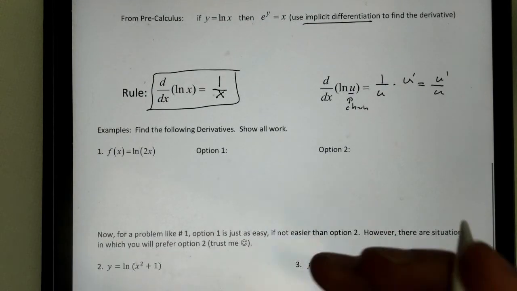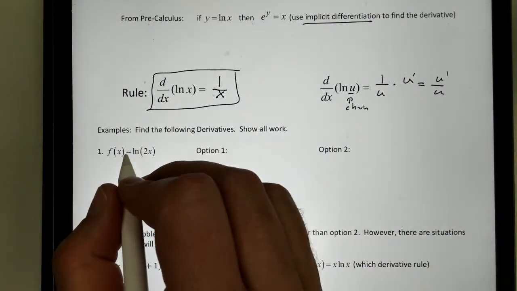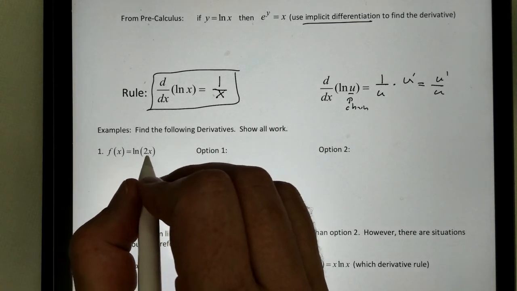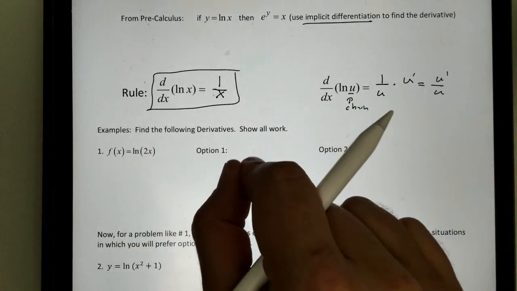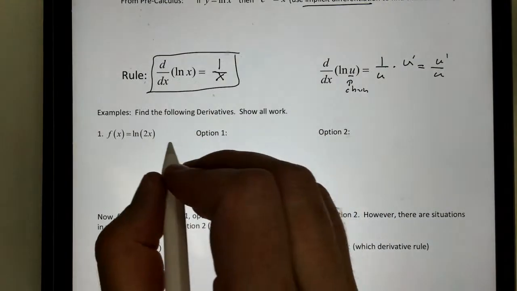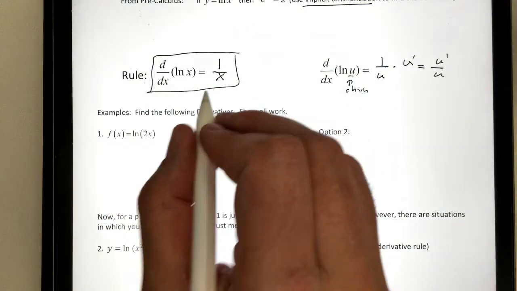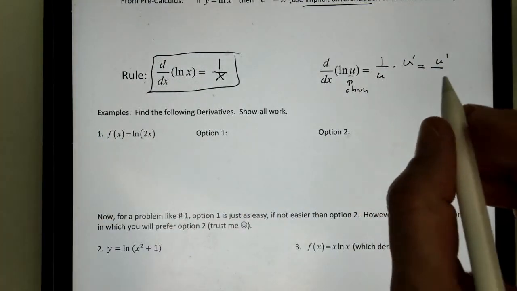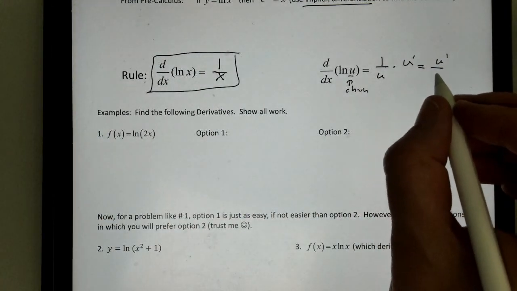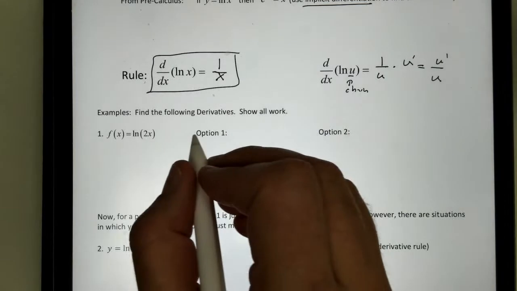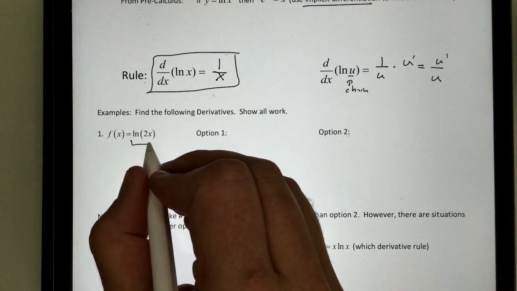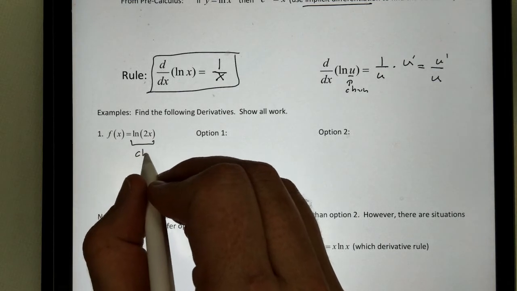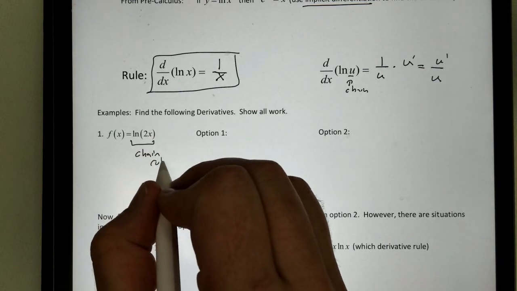So let's take a look at some derivatives. The first one says we want to find the derivative of the natural log of 2x. Now there are going to be two ways we're going to do this. The first way, we're just going to use my rule. My rule says to take 1 over x. Now you do have to be very careful here, because with natural log of x, kind of like trig, there's always some sort of chain rule for us on these.